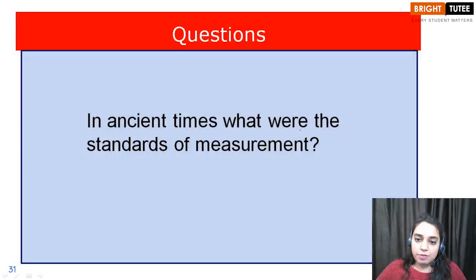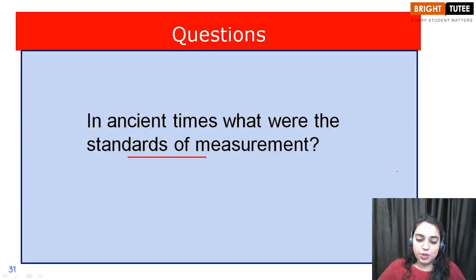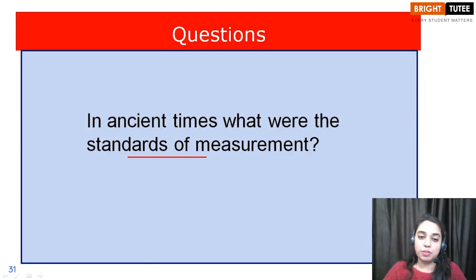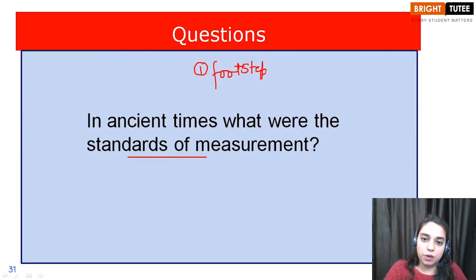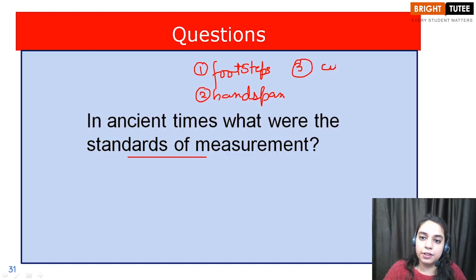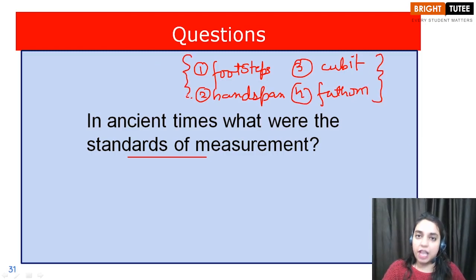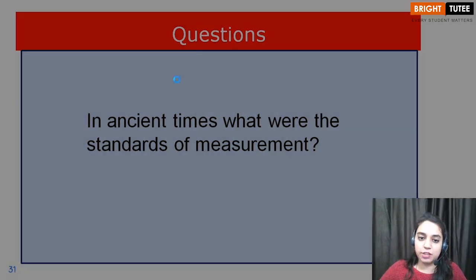In ancient times, what were the standards of measurement? So children, in ancient times, there were no standard units of measurement. So what did we use? We used either our footsteps, right? Or we used our hand span. Or we used a cubit, or we used a fathom. Okay children, so these were a few traditional ways to measure any object. Okay, let's move to the next question.